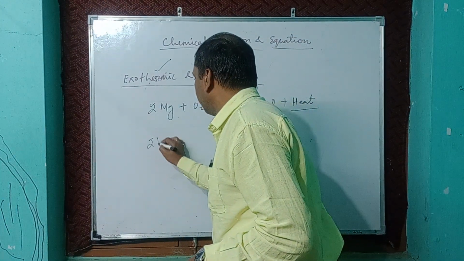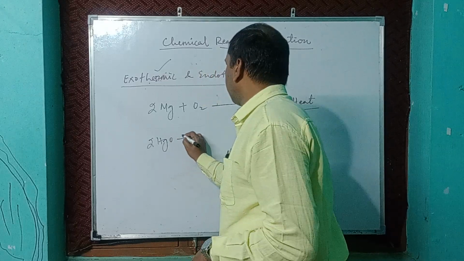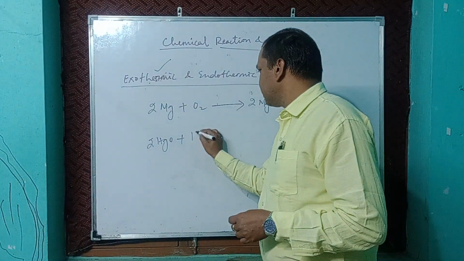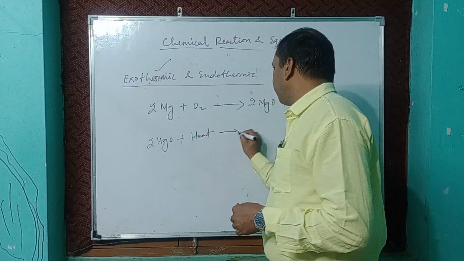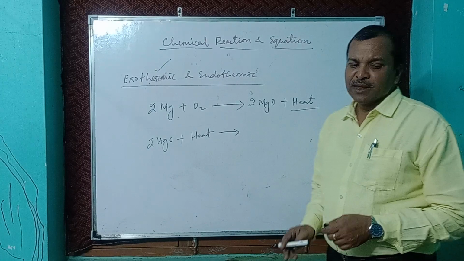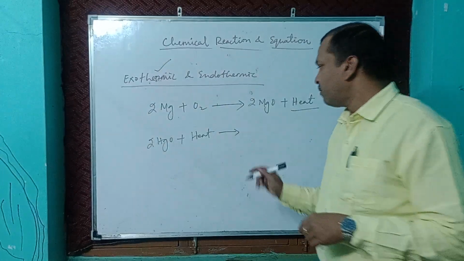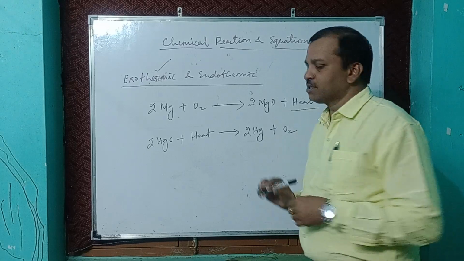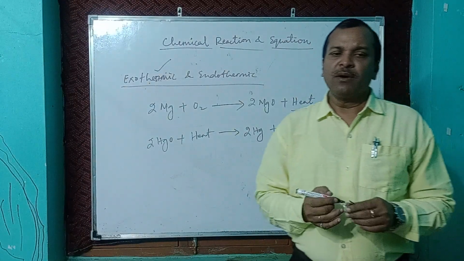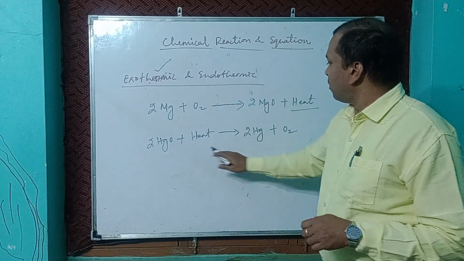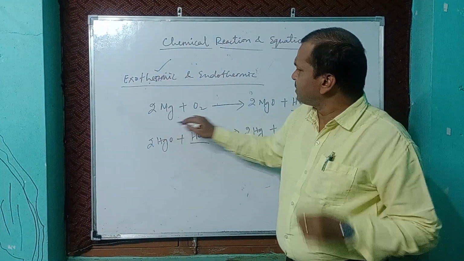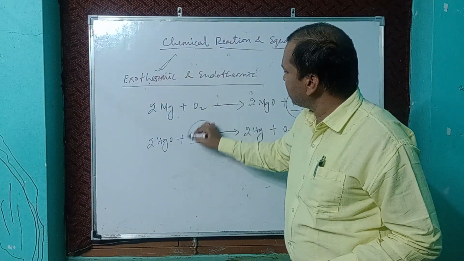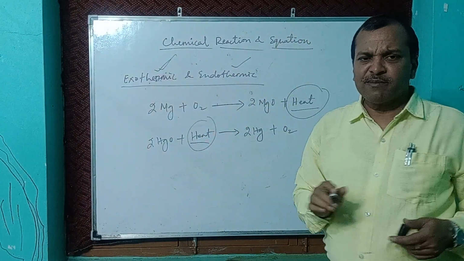2HgO plus heat. Heat is required here. When heat is provided to 2HgO, we get 2Hg plus O2. 2Hg plus oxygen gas is released. So here you can see the difference. Here heat is released, so it is called exothermic. Here heat is required, so it is called an endothermic reaction.